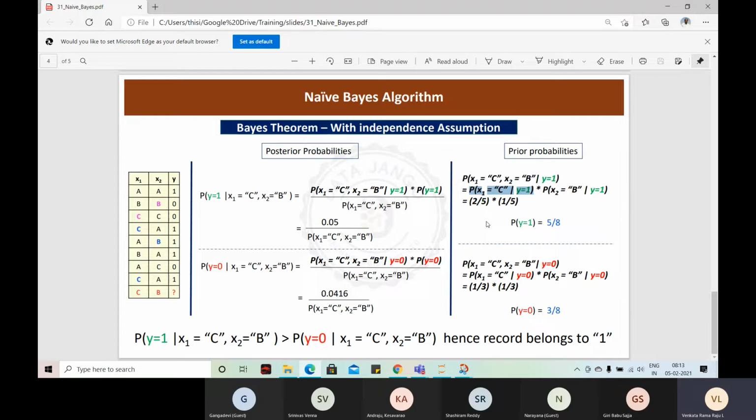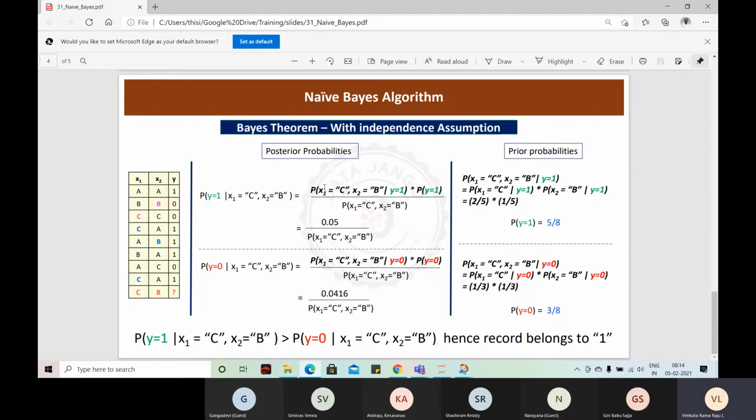Out of which c belongs to 1 is 2. Right? Getting it? This part, 2 by 5, is the one we calculated. And this part is 1 by 5. There is b and there is 1, only once b is equal to 1 in x1. Got it?